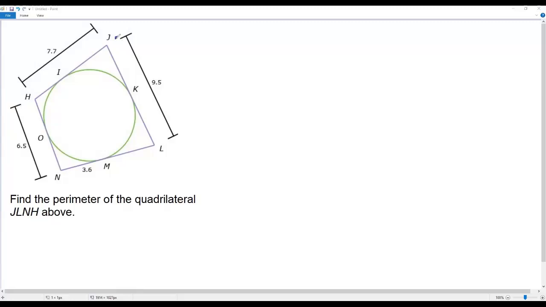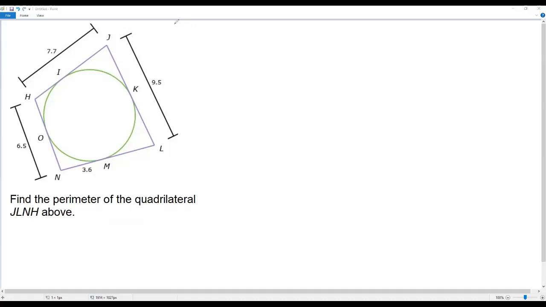I know the length of the side JL, that is 9.5 units, but I do not know the length of the side LN. But I know the length of the side HN, that is 6.5 units, and also the length of the side HJ, that is 7.7 units. Now my aim is to get the length of the side LN, so that I'll be able to get the perimeter of the quadrilateral by adding the lengths of all the four sides.